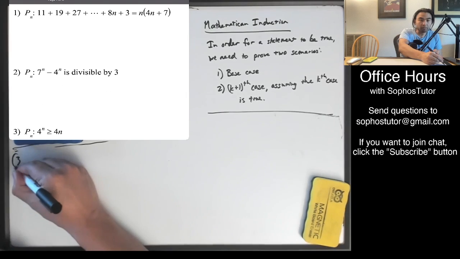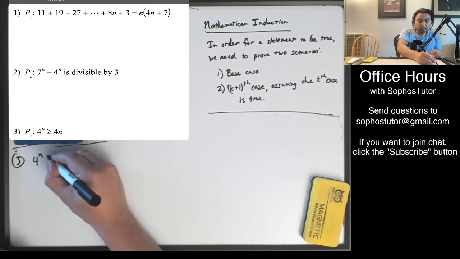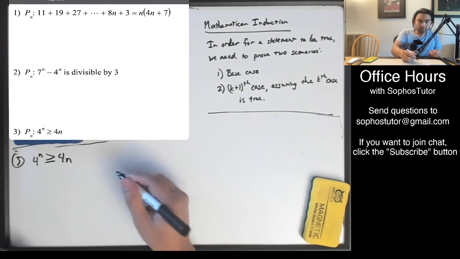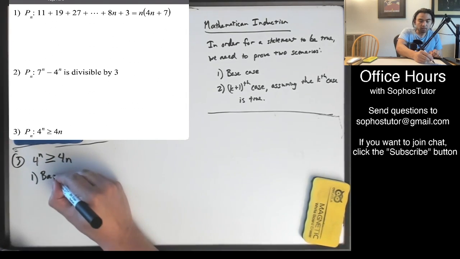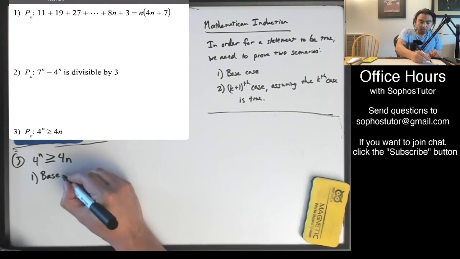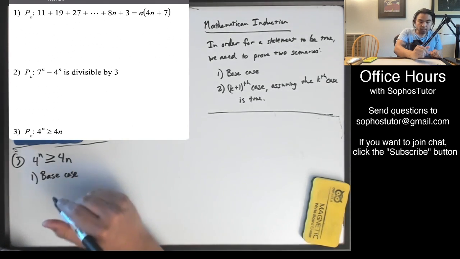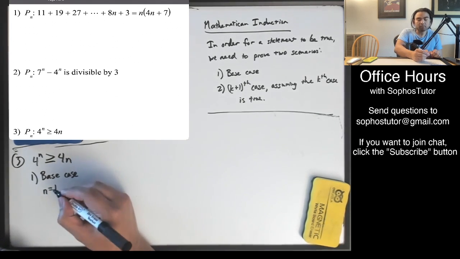All right, let's go ahead and try the last statement. So in this third statement, we're trying to prove that 4 to the nth power is always greater than or equal to 4 times n. Well, is this always true? Well, let's first find the base case. Okay. So the base case is going to be n is equal to 1.